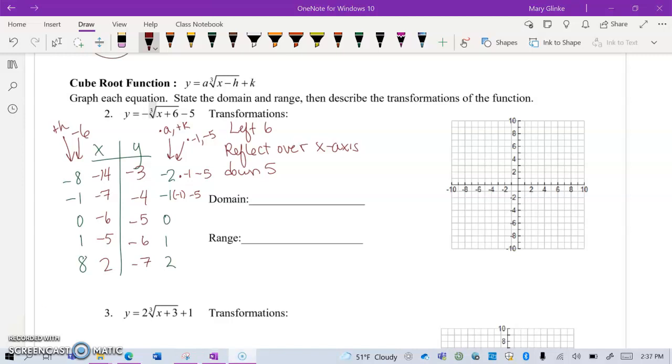So now all that's left is to graph your points. Now -14, -3 is off your graph grid, but the rest we could make. So -7, -4, -6, -5, -5, -6, and 2, -7. And then you're going to connect these and try to make it as much like that cube root function as you can. And the nice thing about cube root is that all of your domains and ranges are going to be -infinity to +infinity.